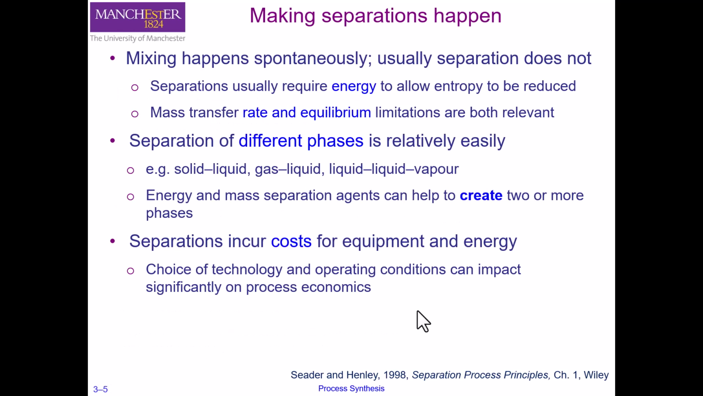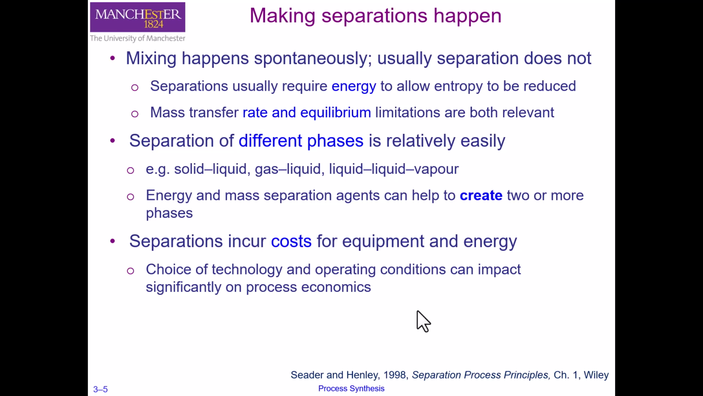As you might know already, mixing is easy and separation is difficult, because when we are talking about separation, we need to add energy to overcome the entropy of the system. And when we are talking about separation, there are two factors that we normally talk about. One is how fast the separation can happen, and that is the rate of separation. The second is how far we can achieve the separation between two or multiple components, and that is what we call equilibrium.